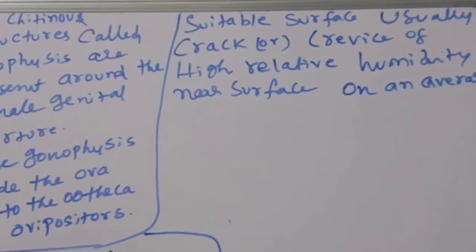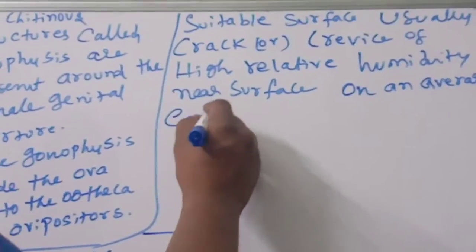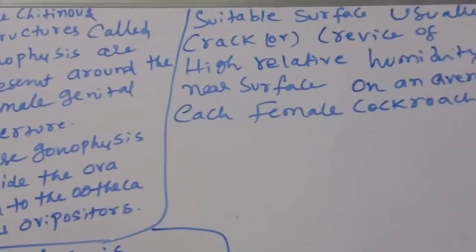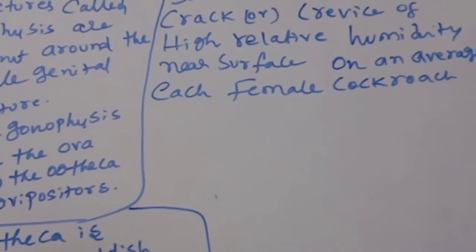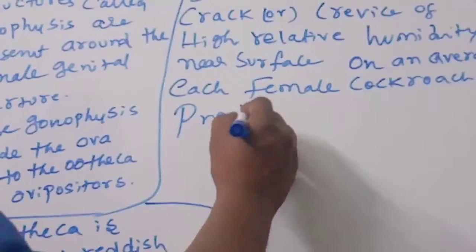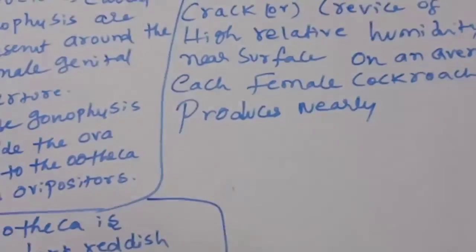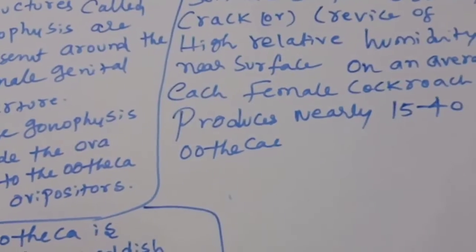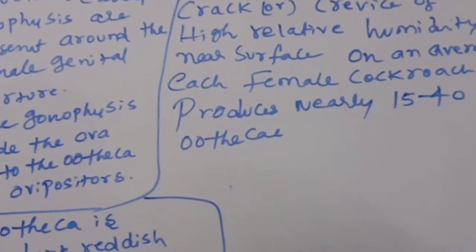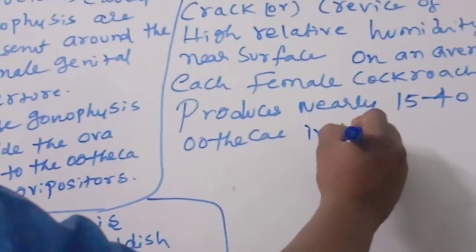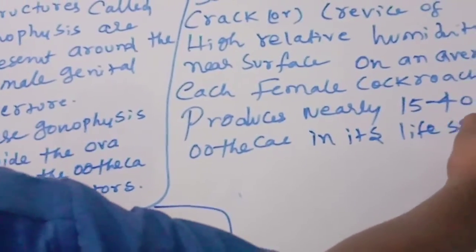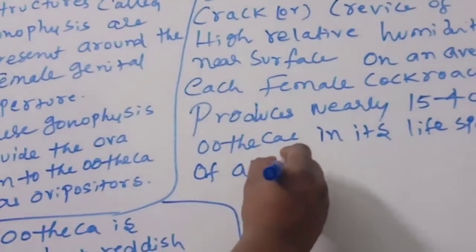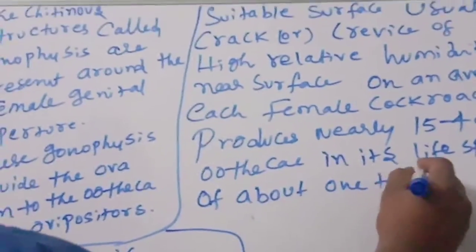On an average, each female cockroach produces nearly 15 to 40 oothecae in its lifespan of about 1 to 2 years.